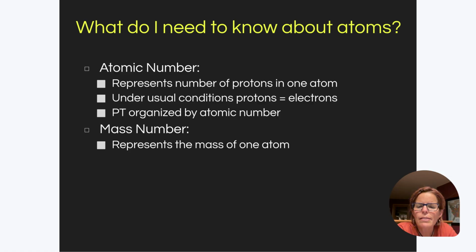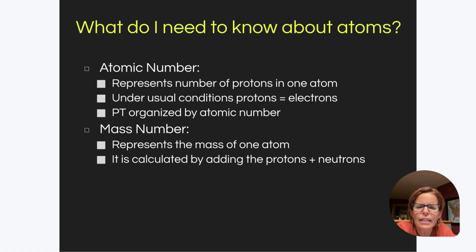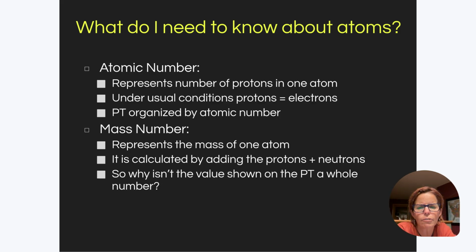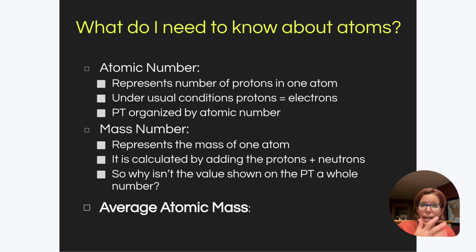Okay, so mass number represents the mass of one atom, and it's calculated by adding protons plus neutrons. So I always tell students under mass number, just write protons plus neutrons, and you get to ignore the electrons. So why isn't the value shown on the periodic table a whole number? Most of the time, for example, carbon is listed as 12.011. If it's just the number of protons, 6, plus the number of neutrons, 6, 7, 8, it should be a whole number. Why isn't it a whole number? Well, we're going to get to that right now.